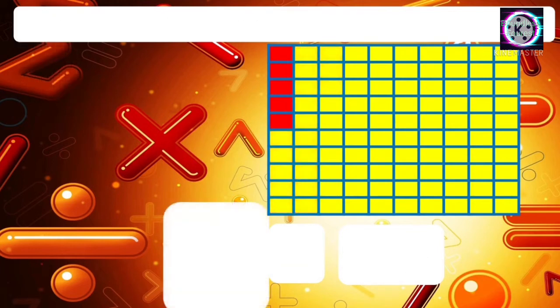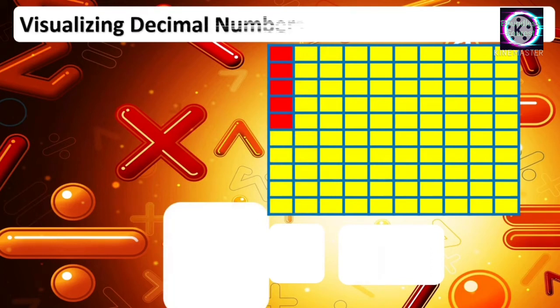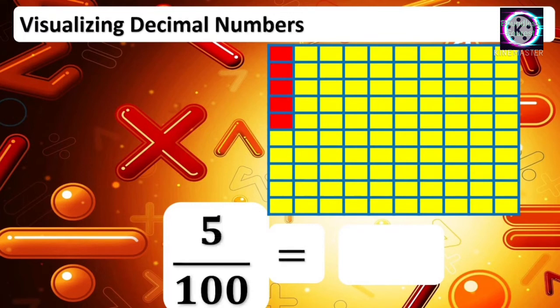How about if the given is like this? So we have 100 grids again, but the shaded part is only 5. So we are going to write 5 over 100. Now, how are we going to express it using a decimal number?